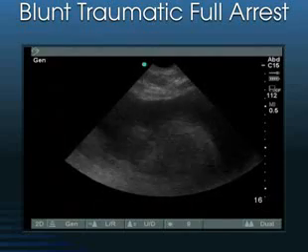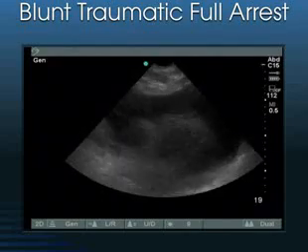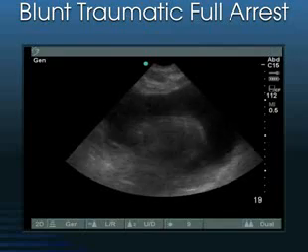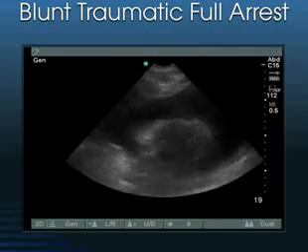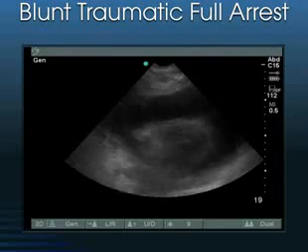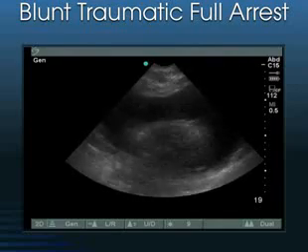Now, here's a patient who was in a car accident. It was a blunt traumatic full arrest. And when we have a patient with blunt traumatic full arrest, what we usually think is there's really not much we can do for them. With penetrating trauma to the chest with pericardial effusion, we immediately do a thoracotomy, but with blunt trauma, it's less clear.